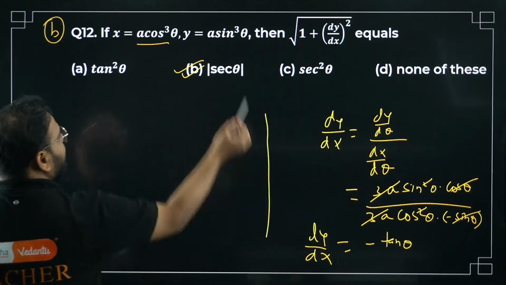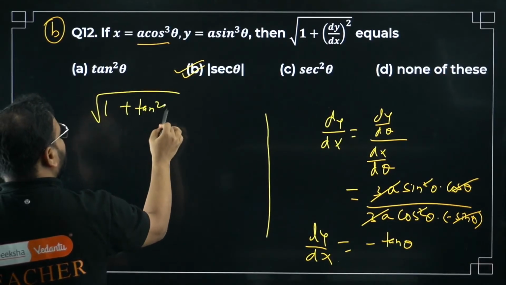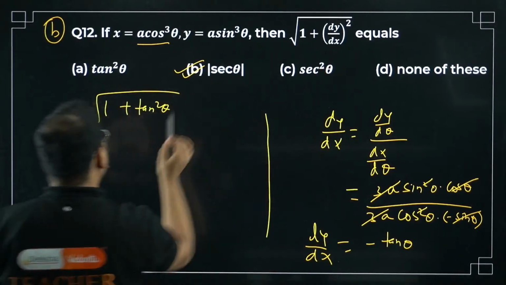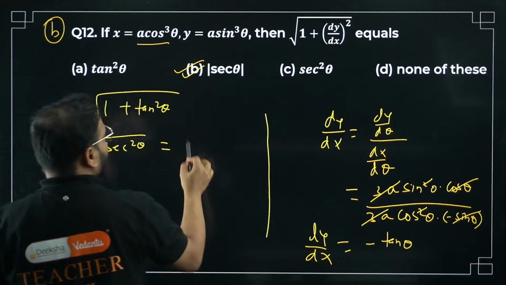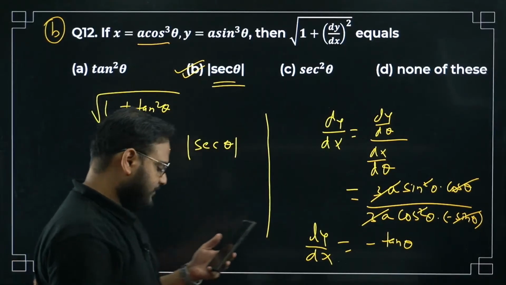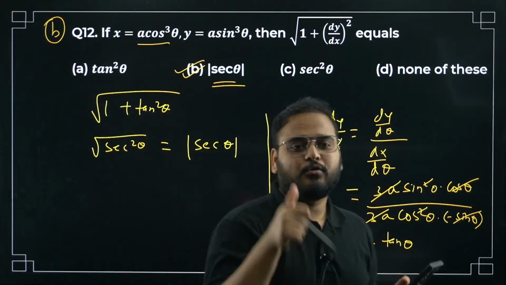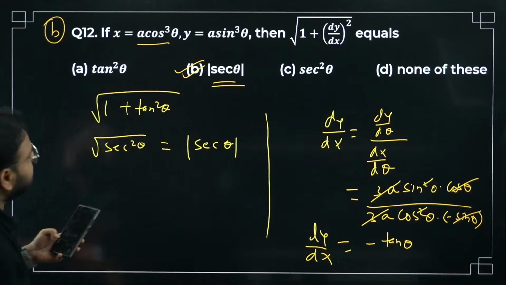This expression will become 1 plus tan square theta, because negative will be squared up to make positive. This is sec square theta in the root, so we'll have both plus minus. Option B is correct. Question number 12, option B is correct.